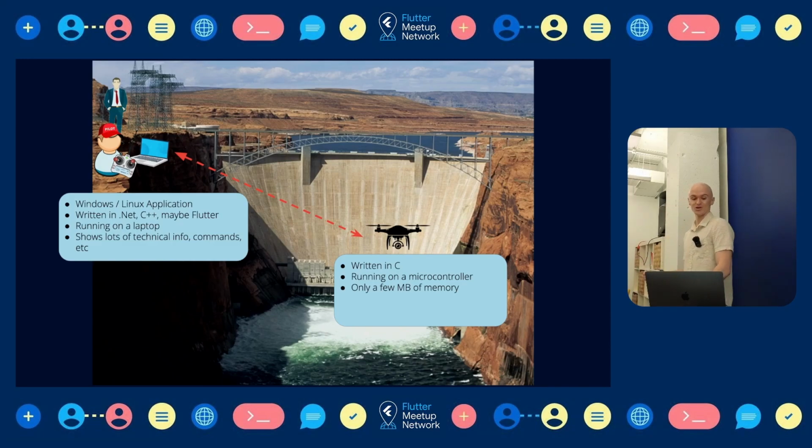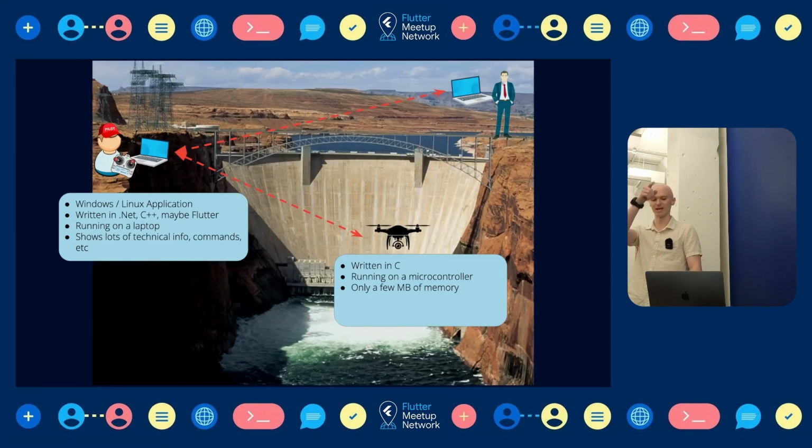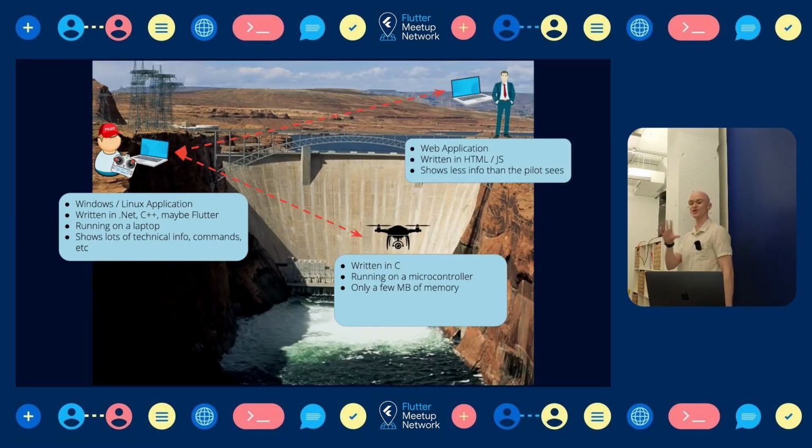So we're going to take the owner, operator, whatever, of the dam, and put him over there. And we're going to give him his own view of what's going on with the inspection. This third programming environment is probably going to be a web application, something that just shows a little bit of information about the job that's going on. Less information than the pilot sees, and a different programming environment. So we now have 3 different domains where things are going on.